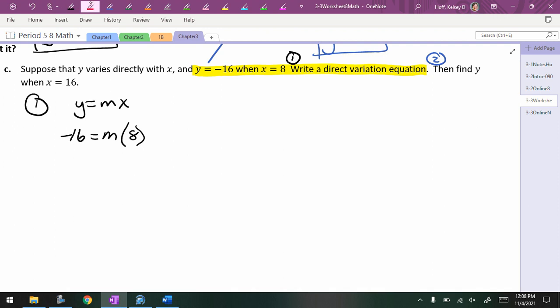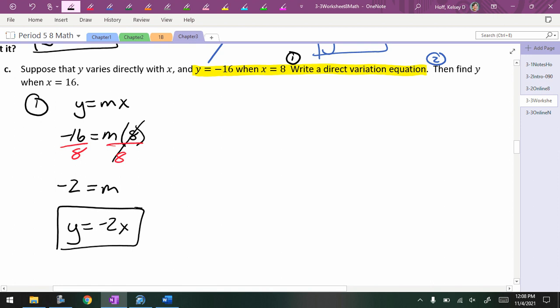Now, I want to solve for m. What do I do to solve for m? Divide both sides by 8. On the right-hand side, the 8s cancel. M equals -2. That's nice, but I'm not done. My direct variation equation looks like y equals -2x. That's my direct variation equation. I always end my first step with that equation. Don't quit on m. Don't quit on m.